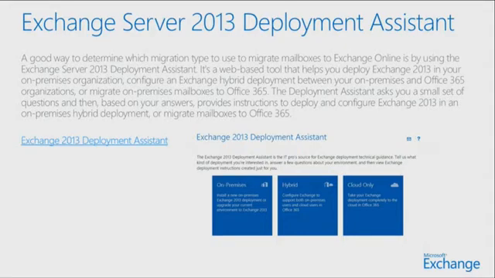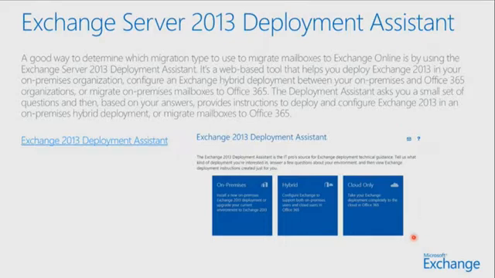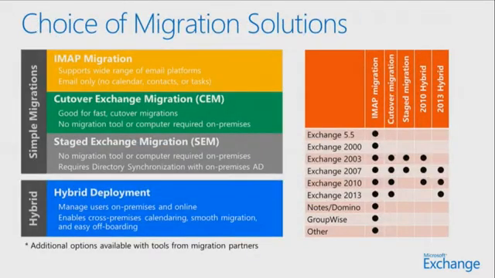So the Exchange Deployment Assistant is a tool that asks you some questions. You answer these questions, and it tells you the best way to do your migration, whether you're on-premise, hybrid, or cloud only. The web page will come up looking like this right here. You have on-premise, hybrid, cloud only. You choose the one that you want to do, and it will walk you through that step by step. That's a good tool to use.